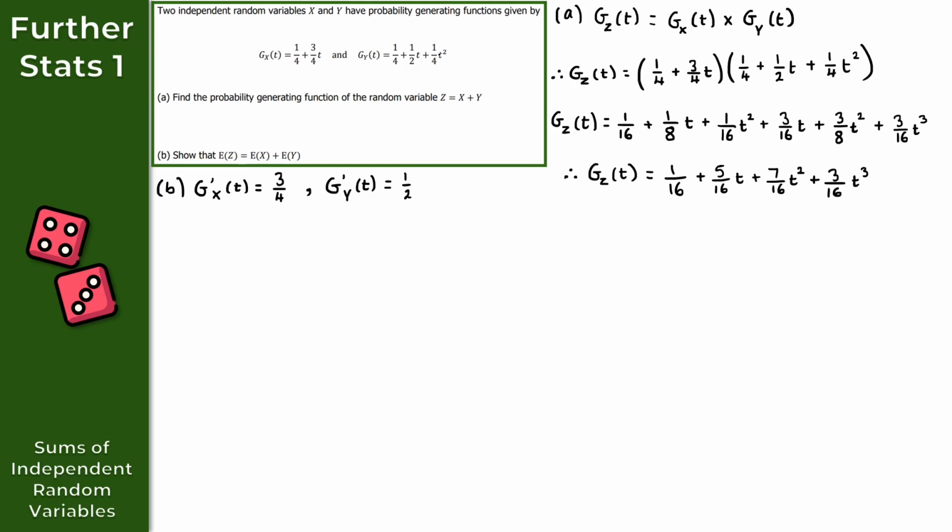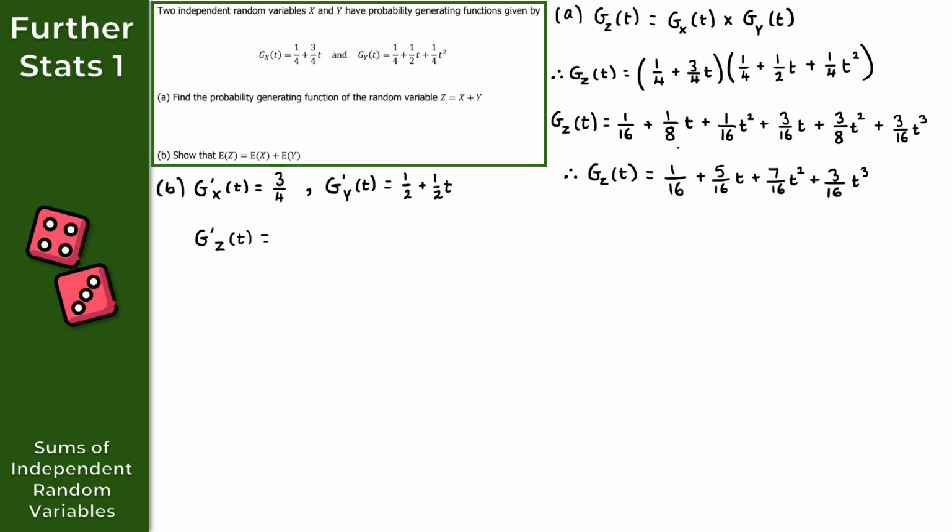And then finally, 1 over 4t squared, if we differentiate that here, I get 2 over 4t. So 2 over 4 is the same as 1 over 2. I get 1 over 2t there. Okay. And then finally, we need g prime of z here, in terms of t.